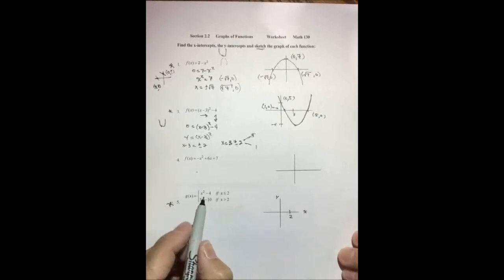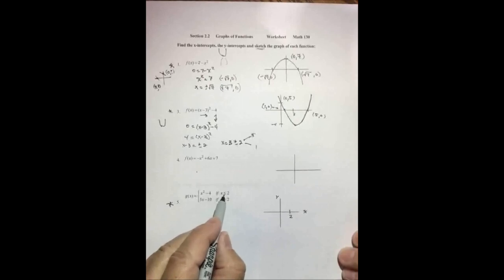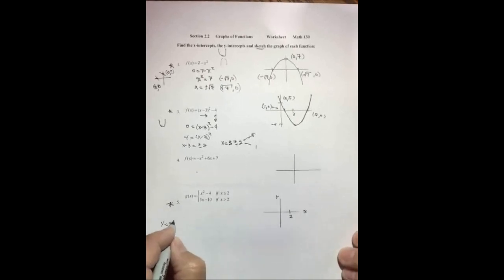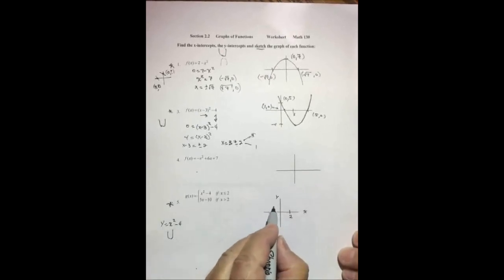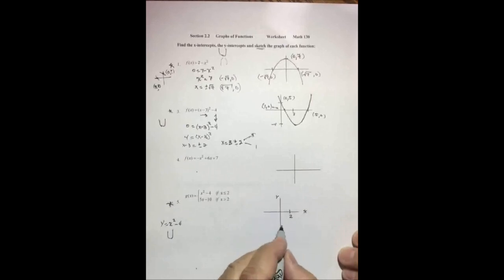So what's going on? If x is less than or equal to 2, then the curve is y equals x squared minus 4. And we know what that is. It's our reference curve shifted 4 units straight down. So that means here's the reference curve, like right here. So we would shift it 4 units straight down. So it's going to be like this.